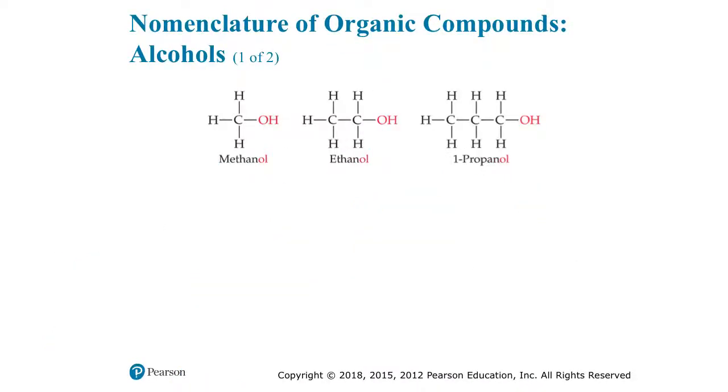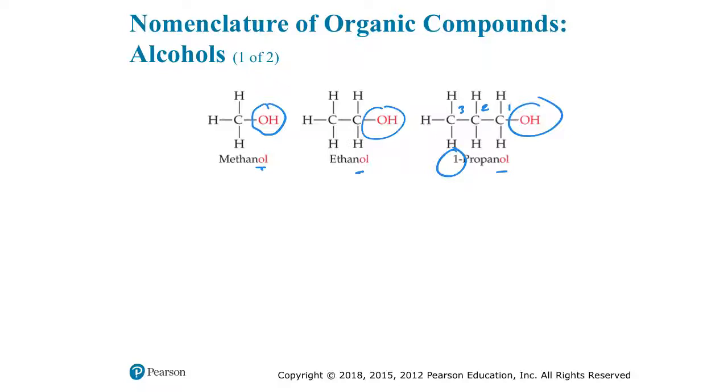And then if you replace one of the hydrogens with a hydroxyl group, or an OH group, then you just change the ending to -ol. So methanol, ethanol, propanol. The number in front, we're not going to spend too much time talking about that, but it just indicates which of the carbons it's on, the first carbon.